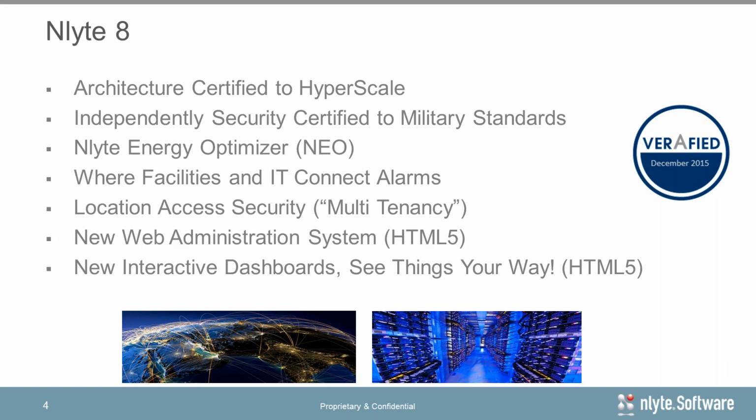Also, it's worth noting the Nlyte system is now certified at hyperscale. Hyperscale for us today is 150,000 racks, so it's around 6 to 7 million assets. In our hyperscale lab, we have this environment built out. We have the cabinets built out. We have the equipment built out.